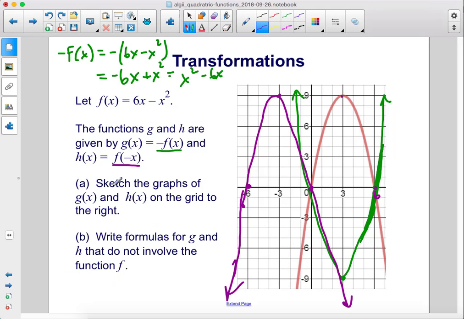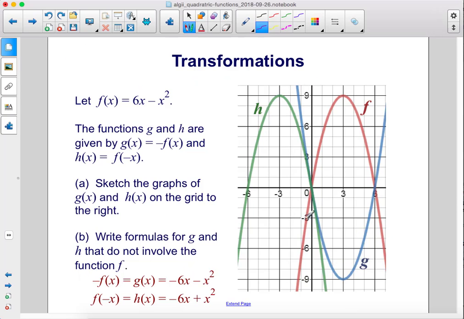And we have h of x equals f of negative x, so f of negative x equals 6 times negative x minus (negative x) squared. So that would be negative 6x minus x squared. All right, there we go. Here are drawings of g and h, which look much nicer than the ones I drew on the previous slide, and we have our new functions right there.